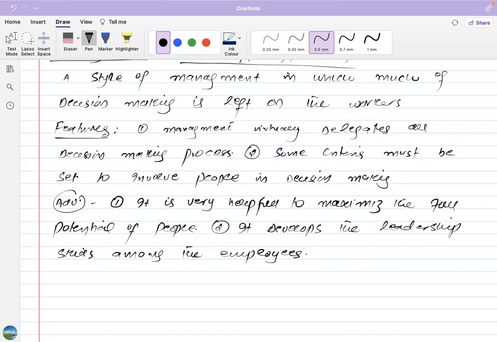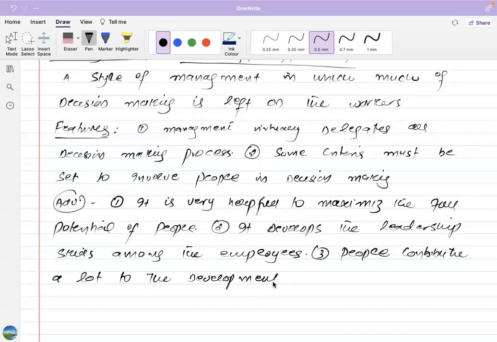Third, people contribute a lot to the development of the environment of the business.